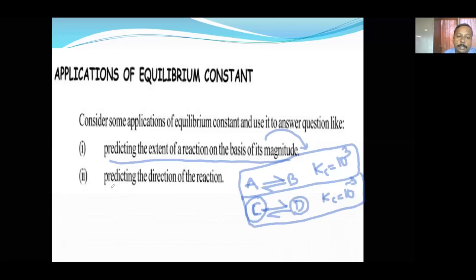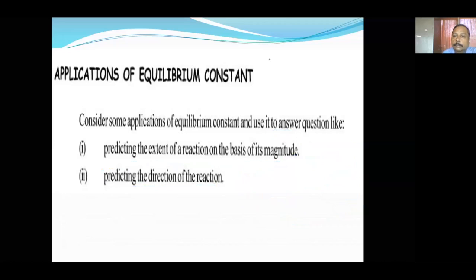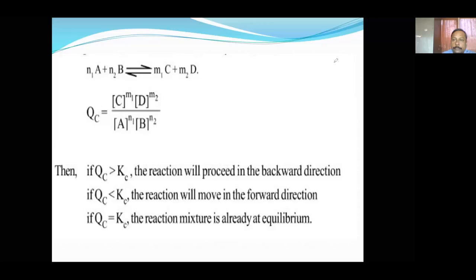Okay. Then next is predicting the direction of reaction. So this is very important in the numericals. Okay, predicting direction of reaction. These are simple comparison based, but in numericals, this part is very important. Now let's see the next part. As I told you, predicting the direction of reaction. Okay. Extent of reaction, we can see from the magnitude.